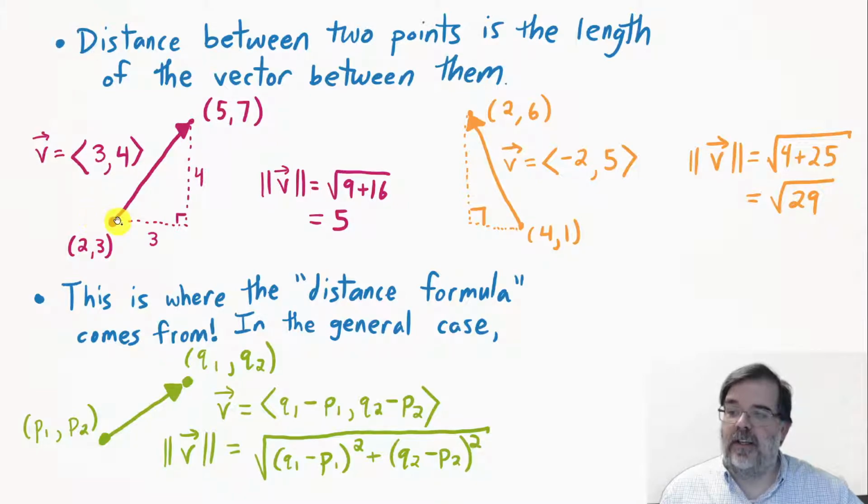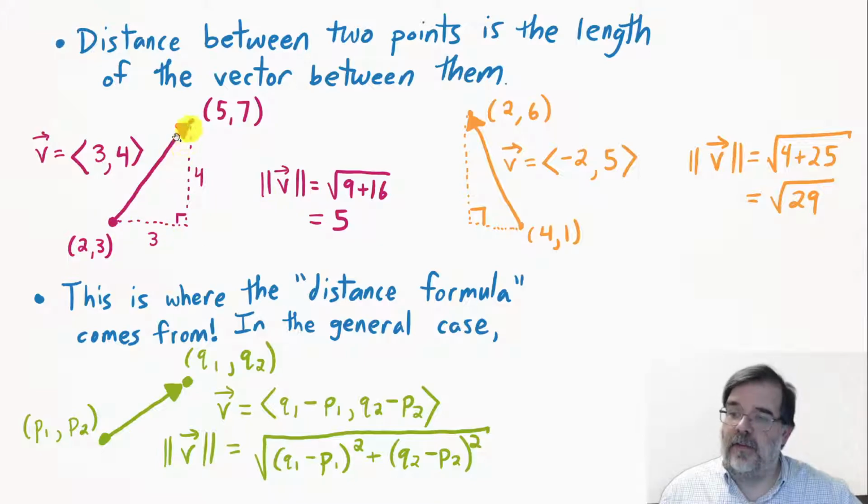So let's take a look at that example we just did. We figured out the vector from (2, 3) to (5, 7). We calculated that using subtraction, and we found that was the vector (3, 4). So if we want to get the length of this vector, again, we can use the length formula.